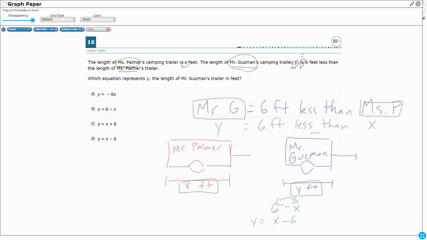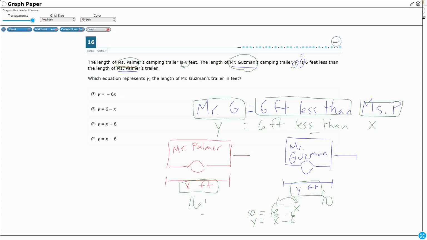Watch this. If Mr. Guzman is 6 feet less, let's say Miss Palmer is 16 feet. Well, 6 feet less than that is going to be 10. All right, so we can just put in some easy numbers. So if I wanted to say that this y equals 10, I could do that right here. Then I could say my x is going to equal 16, and that would work. If you kept it with the 6 less than x, then it would end up getting into a negative. So this is the only tricky part right here.